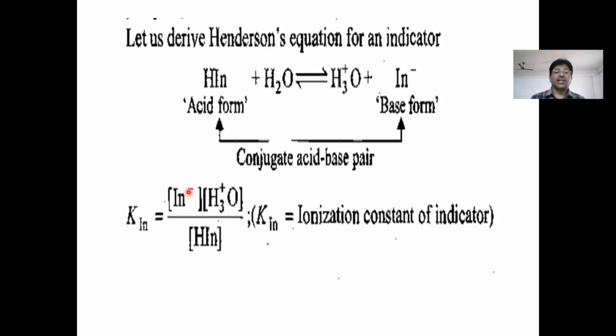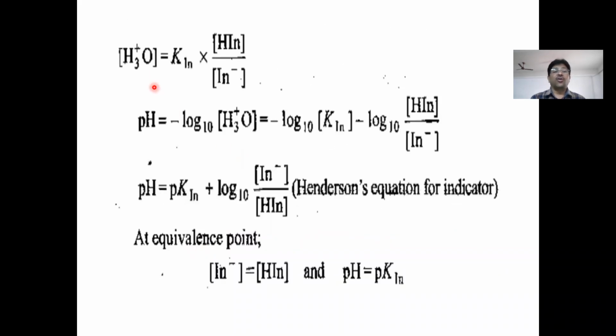So we have the concentration of IN minus ions into the concentration of H3O plus, that means H plus ions, by the concentration of indicator molecules, that is the concentration of HIN. Here KIN is the ionization constant, the dissociation constant of the indicator. Now from that equation, H3O plus concentration, that is the H plus ion concentration, is equal to KIN into HIN by IN minus concentration.